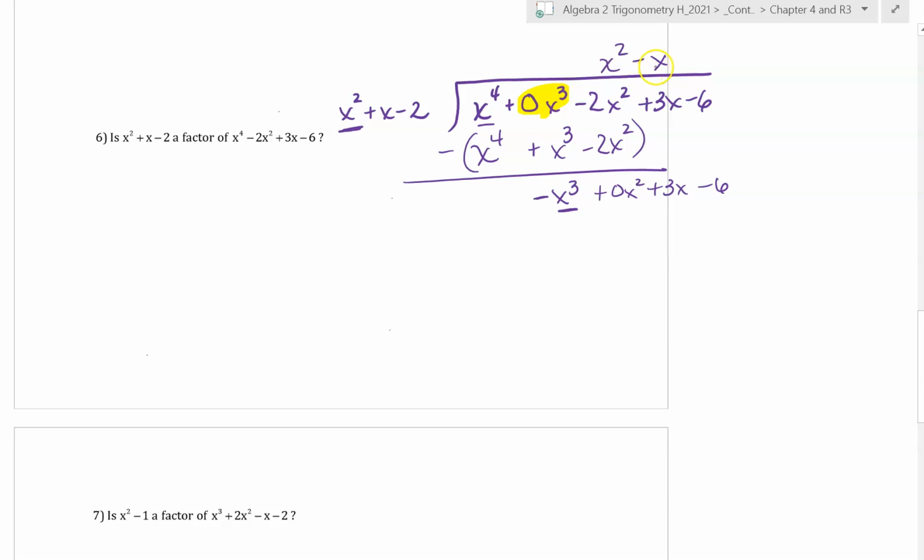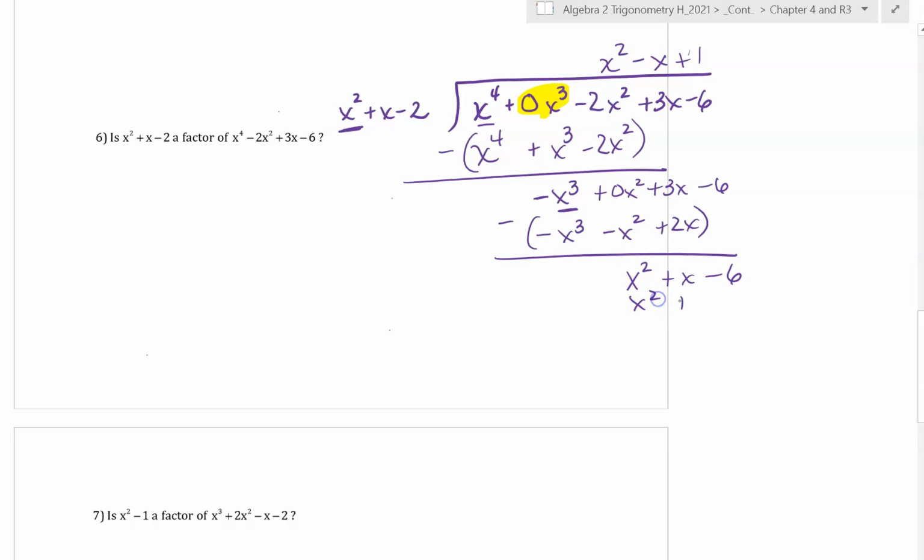So we have negative x times each term in the divisor, which is negative x cubed, negative x squared, plus 2x, and we're subtracting. So negative x cubed minus a negative x cubed, that cancels out. So we have minus a negative x squared, which is positive x squared, 3x minus 2x, which is x, and minus x. So now we have to decide our last term in the quotient is going to be 1.